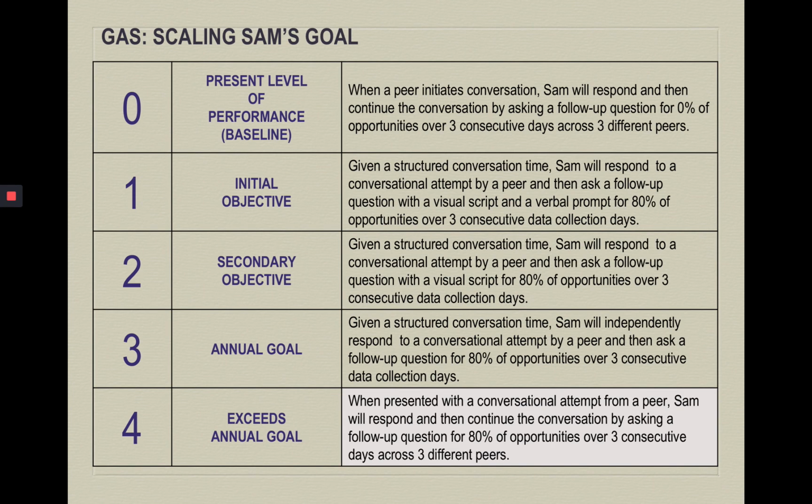All right. And then exceeding the annual goal is when he's presented with a conversational attempt from a peer. So a peer comes and initiates a conversation. Sam will respond and then continue the conversation by asking a follow-up question for 80% of opportunities over 3 consecutive days. So that is the objective in level 3. But what makes it exceeding the annual goal is that he's going to demonstrate this with 3 different peers. So he's going to generalize it across peers. Oftentimes we can think of this level 4 as our generalization goal.